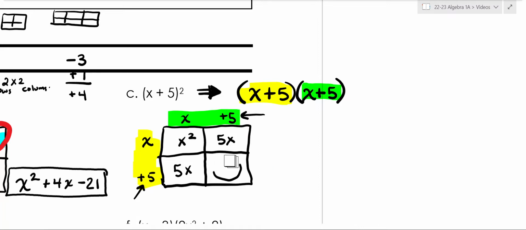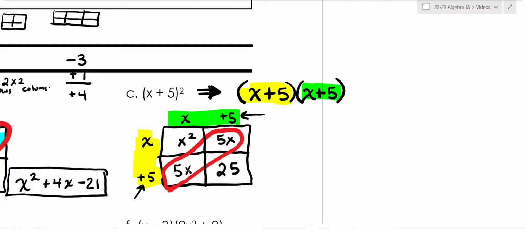This digital pen. So that's 25. Positive 25. All right, so which ones are like terms? Like I told you, usually you're going to find your like terms here. That doesn't mean they can't appear somewhere else.